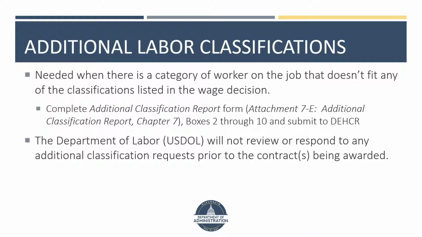Additional labor classifications are needed when a category of worker on the job does not fit into any of the classifications listed on the wage decision. If you or your contractors come across this occurrence, the Labor Standards Officer should contact your project representative first. Your project representative will review the missing classification and tell you what the next step or steps are. If it is determined that an additional classification is needed, these steps should be followed.